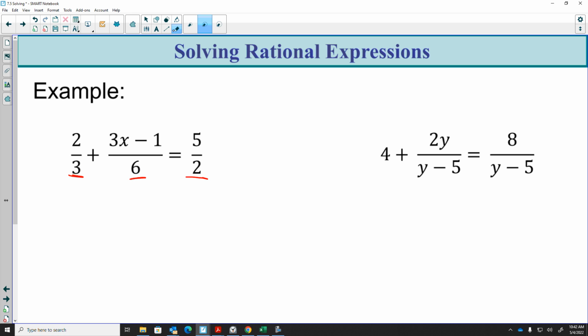Okay, so here's the trick that I'm going to pull. I'm going to multiply everything by that. Here's what's going to happen. I have to multiply each piece by 6, because that's what the common denominator would be. You guys tracking with me here?